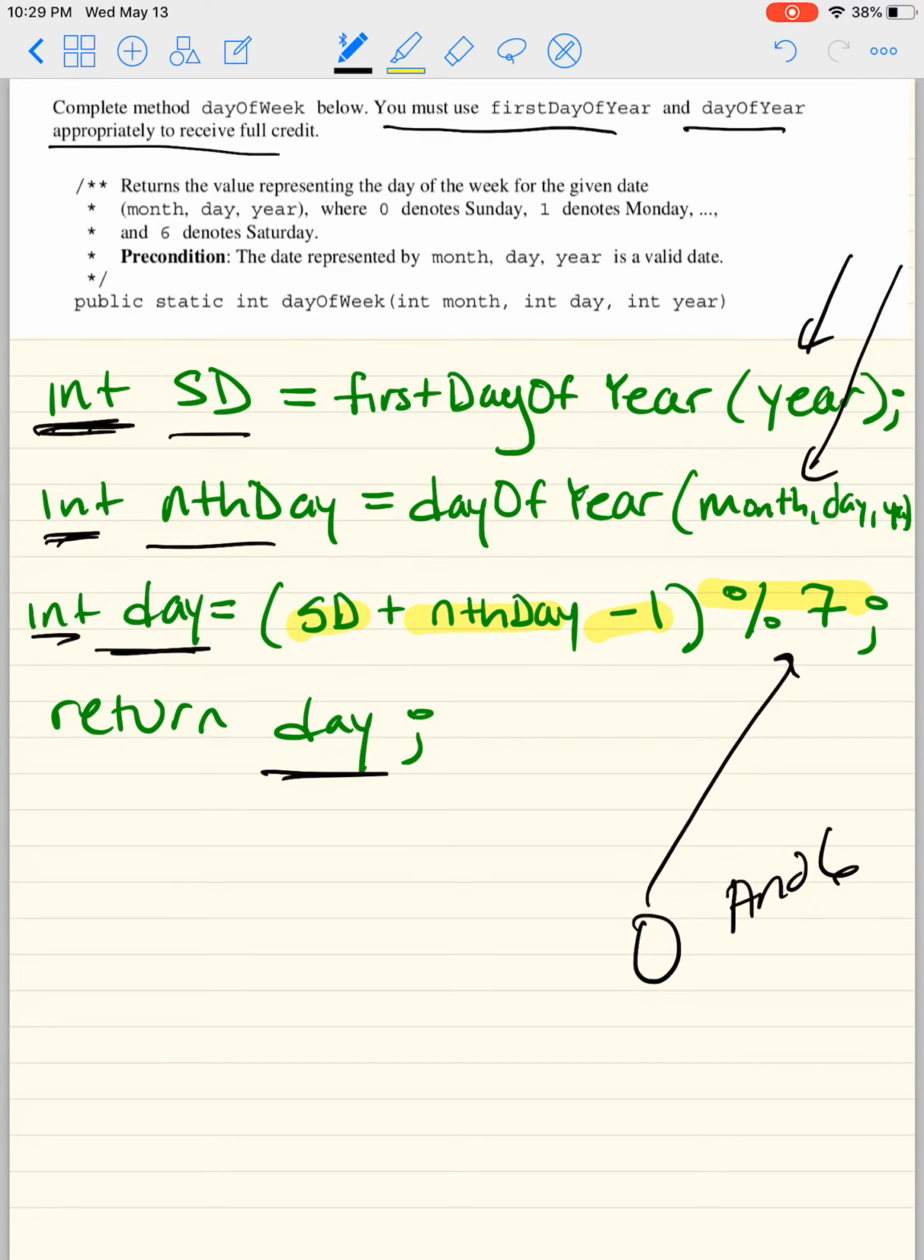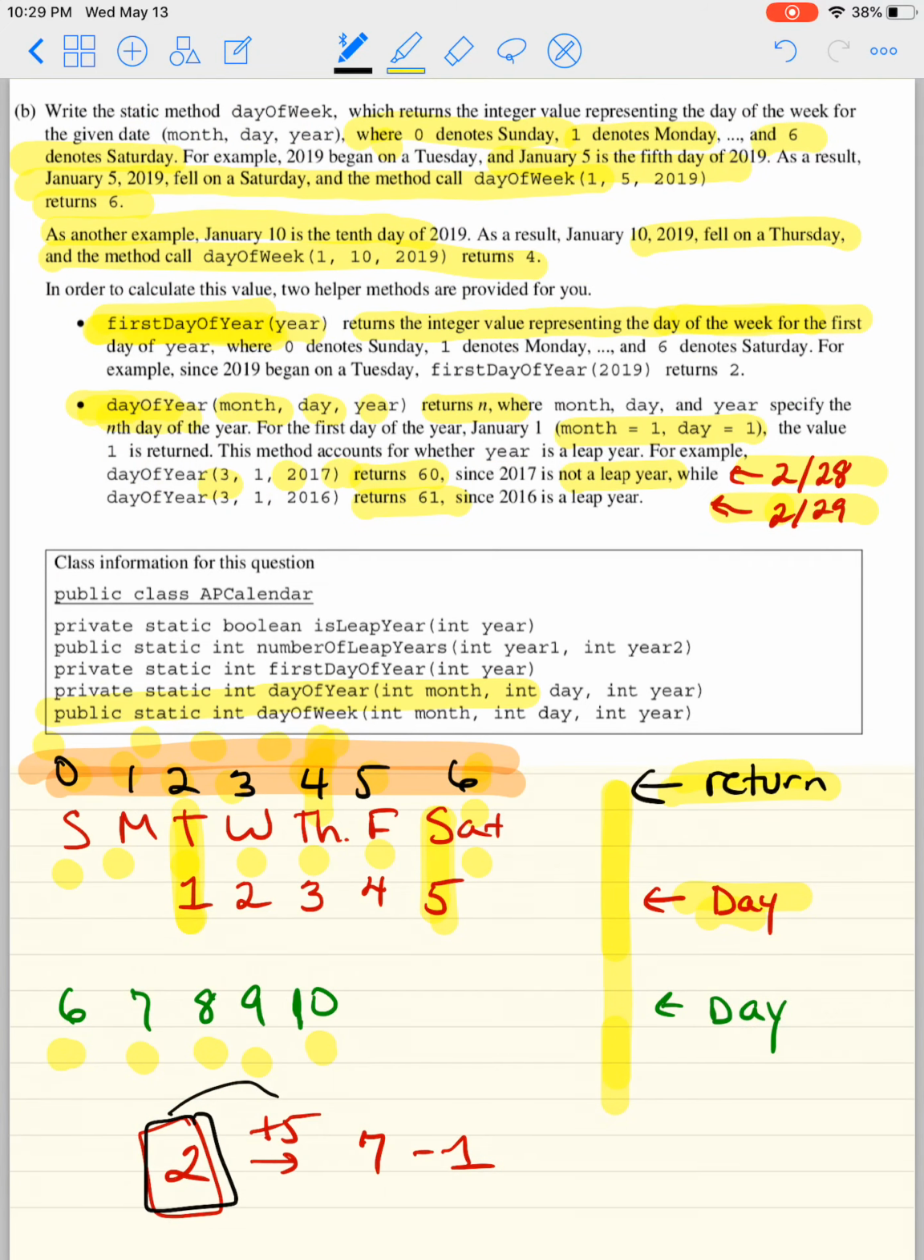If you try a few examples, we know that the 1st of January in 2019 gives you a 2. And I want to know January 10th. Well, 2 plus 10 is going to be 12. 12 mod 7 is 5. And I'm trying to make it give me a 4. That's because you went 1 extra. So you have to compensate by taking 1 away.